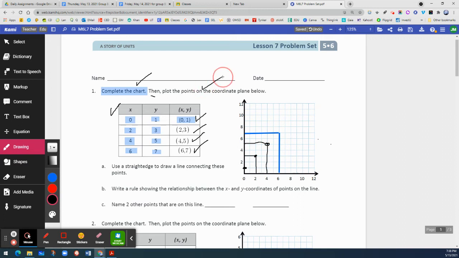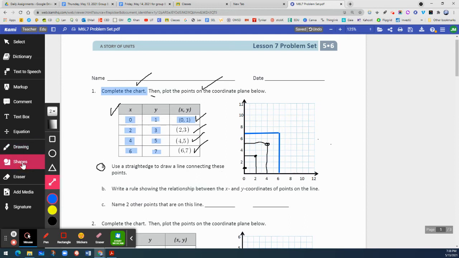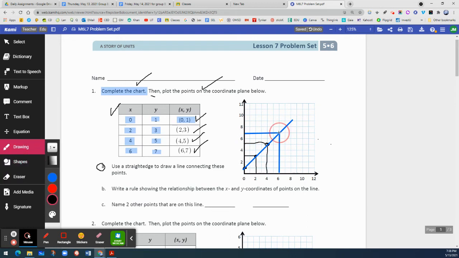Okay, so we did that already. All right. Now, letter A says, use the straight edge to draw a line connecting these points. We don't have that, but we have wonderful Cami, which you can do a straight line. So all they're saying is connecting the points. And what you're going to do is connect the points between all these numbers. So there is the line. All those points create that line. And I forgot to do a little dot right here. So there you go. Okay, so we answered that.